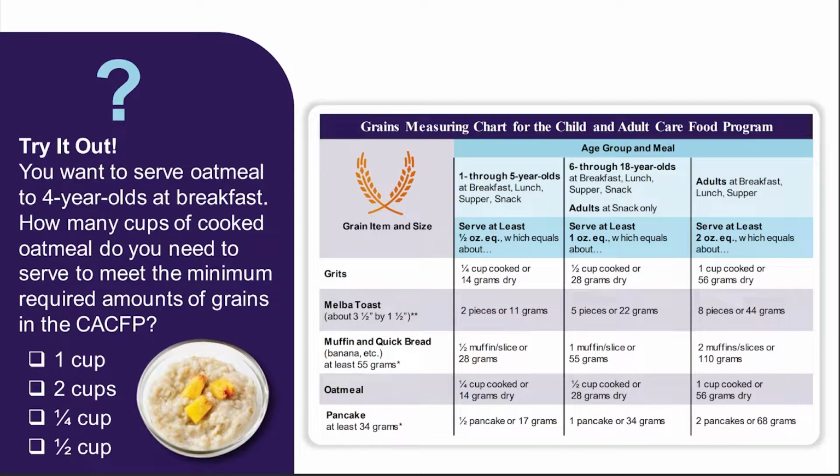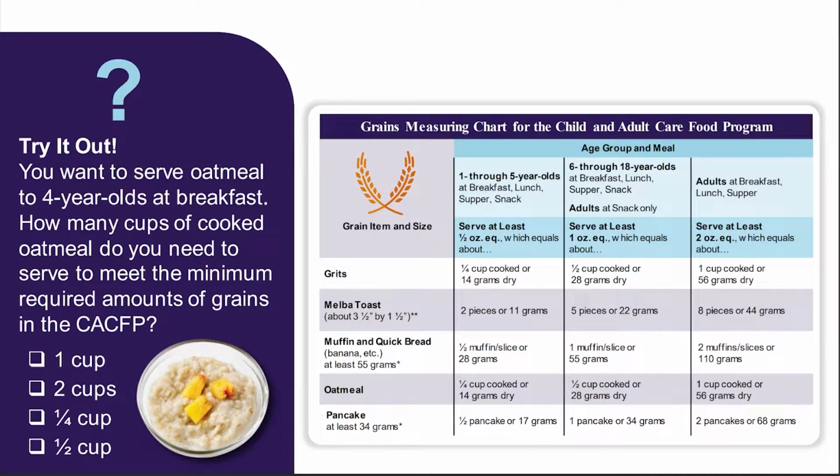Take a look at the grains measuring chart in the worksheet or on the screen. Let's say you want to serve oatmeal to 4-year-olds at breakfast. How many cups of cooked oatmeal do you need to serve to meet minimum required amounts of grains at breakfast in the CACFP? Raise your hand if you think you need to serve at least 1 cup of cooked oatmeal.